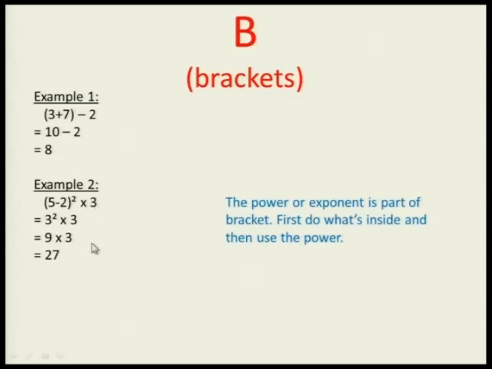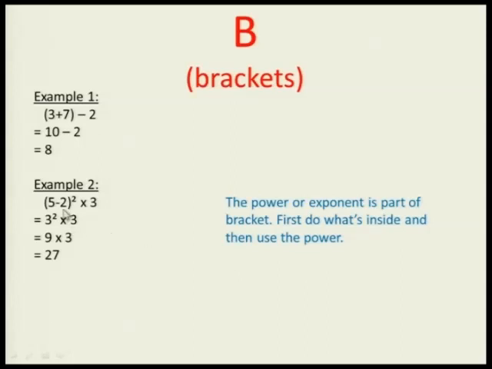If we look at the second one, we've got brackets again, 5 minus 2, but there's an exponent or a squared sign outside the bracket, and then times 3. Now if you look at the rule that I've put on the side here, it says the power or exponent is part of the bracket. First do what's inside, and then use the power.